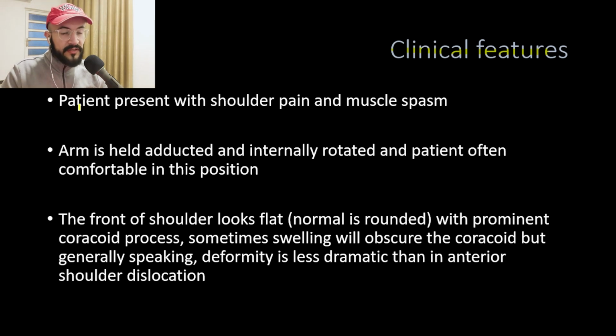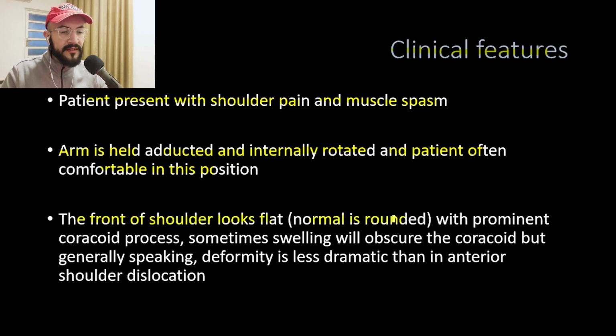Now let's talk about the clinical features. The patient with posterior shoulder dislocation would present with shoulder pain and muscle spasm, and the arm is held in a position of adduction and internal rotation. The patient would hold their arm internally rotated and adducted, supported by the other hand, and the patient is often comfortable in this position.